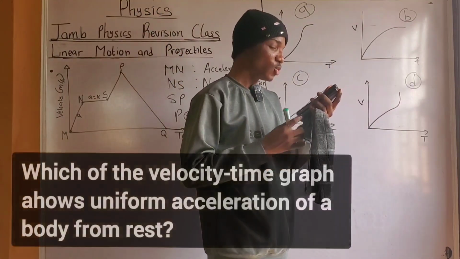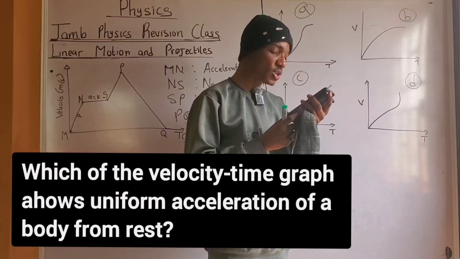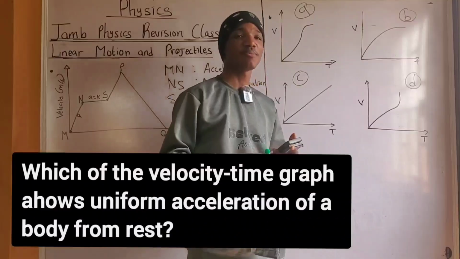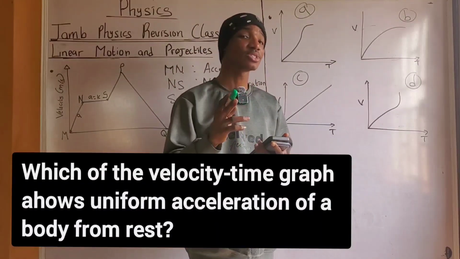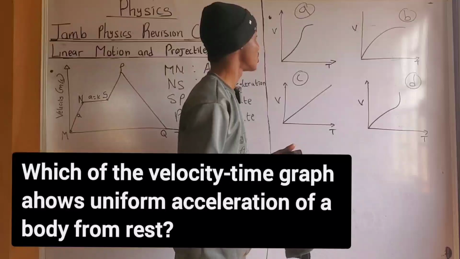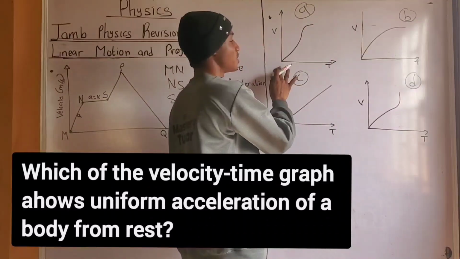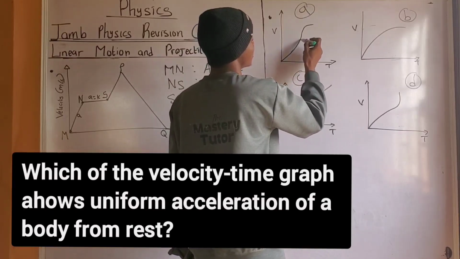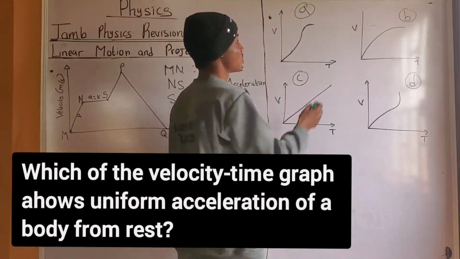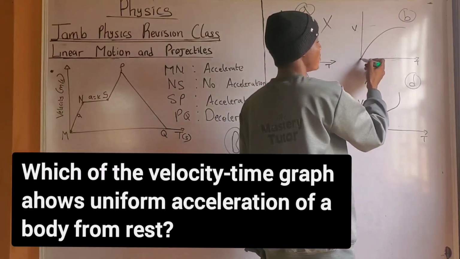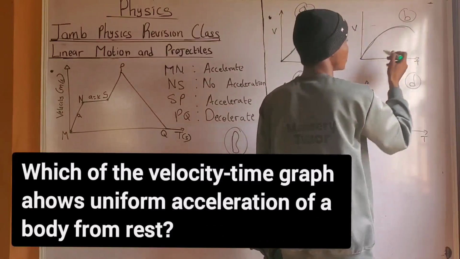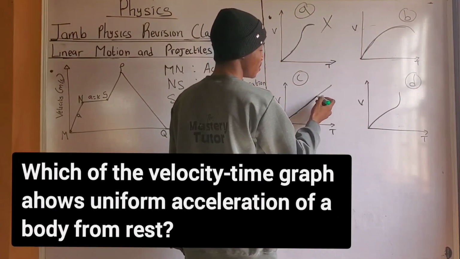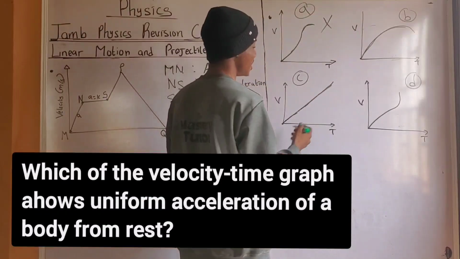Okay. Which of the velocity time graphs shows uniform acceleration of a body from rest? Okay, now listen. Uniform acceleration of a body from rest. That means the initial velocity of that body must be 0. Are you getting it? Now let's go. Check the first velocity time graph. You can see that even though the body starts from rest here, the acceleration is not uniform. Are you getting it? So this cannot be the answer. What of this? The body starts from rest, but the acceleration also is not uniform. As you can see, it's bent. What of this? The body starts from rest, and the acceleration is uniform because it is just straight. Are you getting it? So the answer is option C.